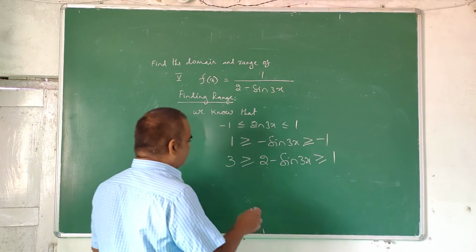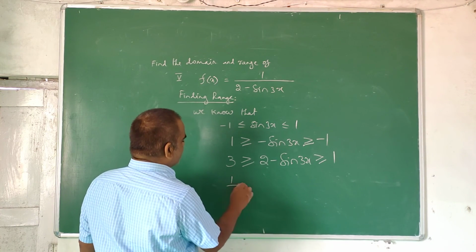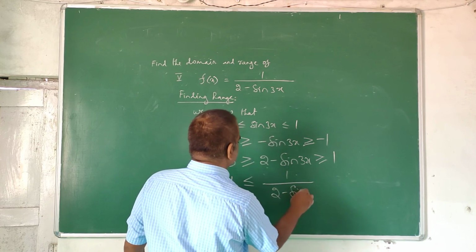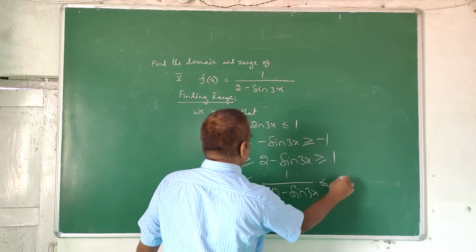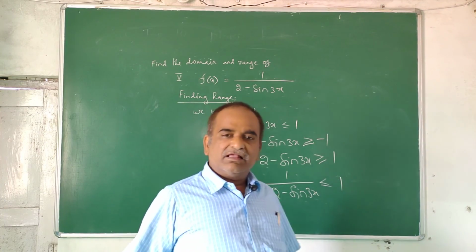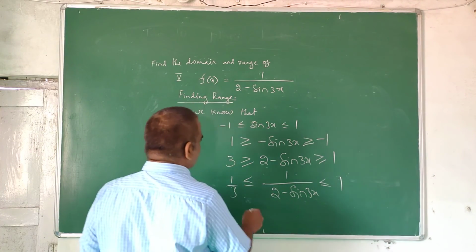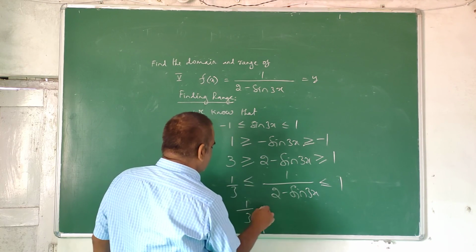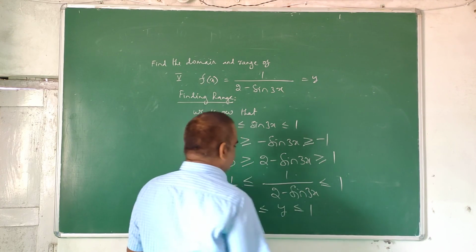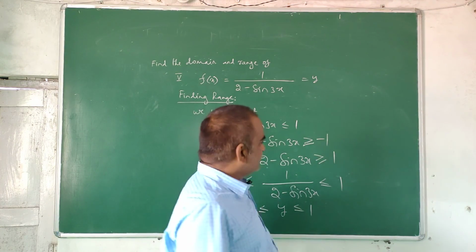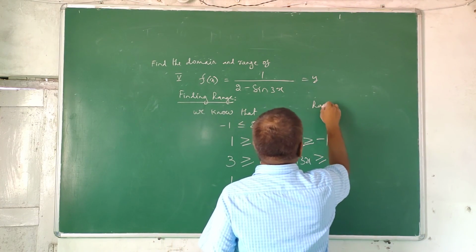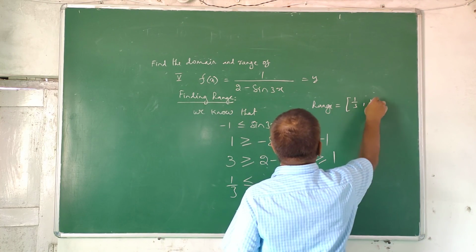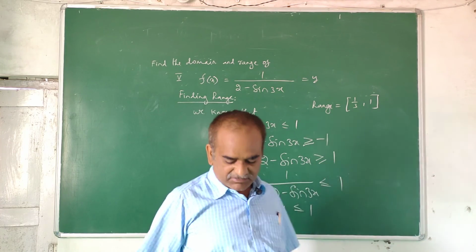Right? If you take reciprocal, 1 by 3 is less than or equal to 1 by 2 minus sine 3x is less than or equal to 1. And this is nothing but our y. So 1 by 3 is less than or equal to y is less than or equal to 1. Therefore, the range of the function is the closed interval 1 by 3, 1. Understood? Right.